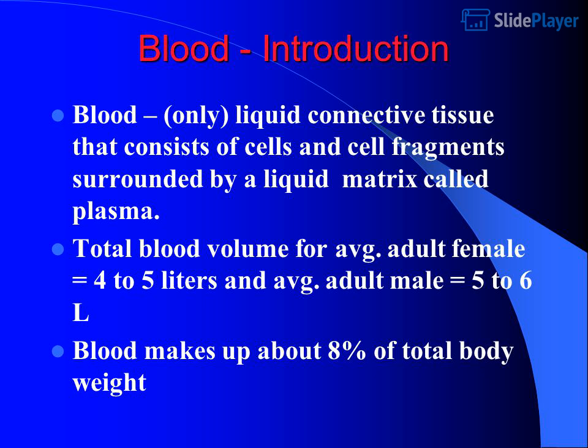Blood is the only liquid connective tissue that consists of cells and cell fragments surrounded by a liquid matrix called plasma. Total blood volume for the average adult female equals 4 to 5 liters and for the average adult male equals 5 to 6 liters. Blood makes up about 8% of total body weight.